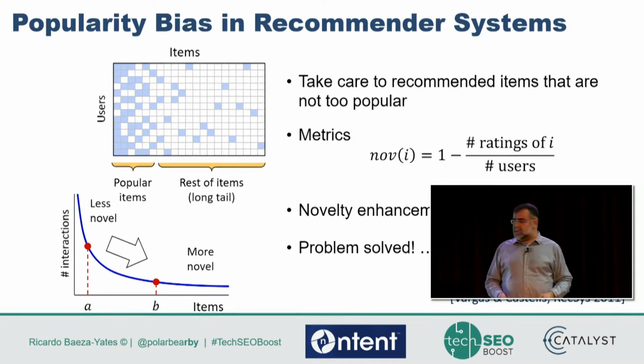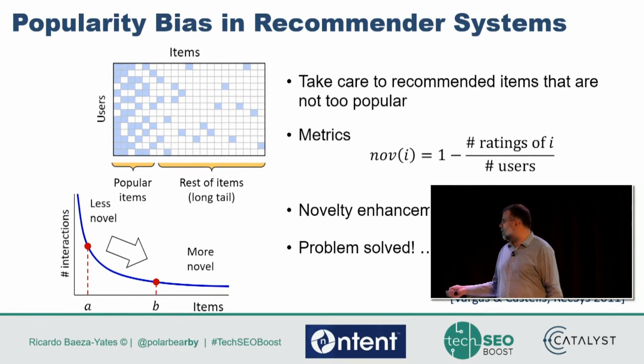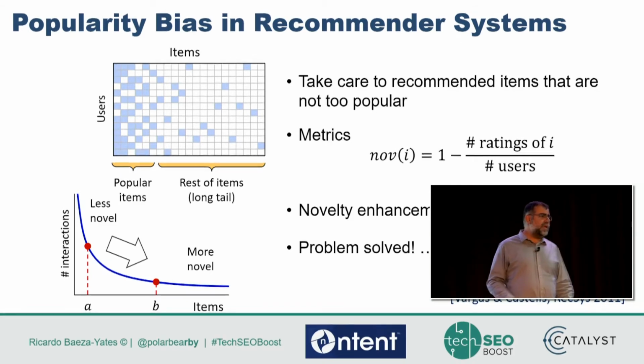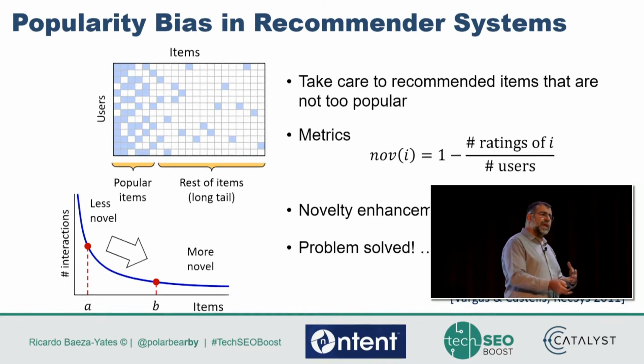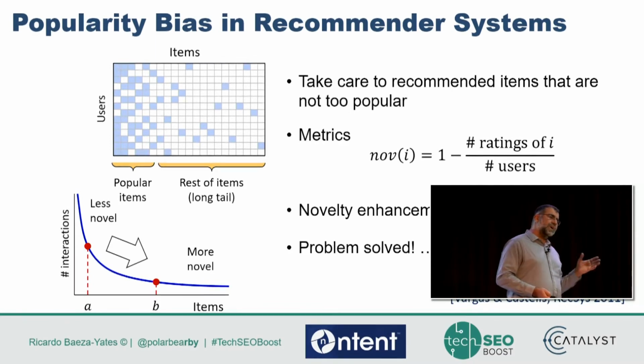So one thing to kill the effect of popularity is to use something that is called novelty. So novelty is, for example, this: 1 minus the number of ratings for item i divided by the number of users. So basically, it's a kind of inverse of normalized popularity. And you can say, okay, we solved the problem. We are done. But not really. That's a very crude approximation.